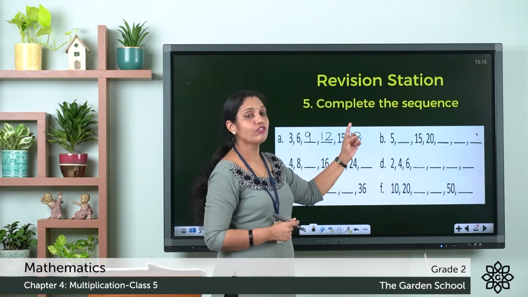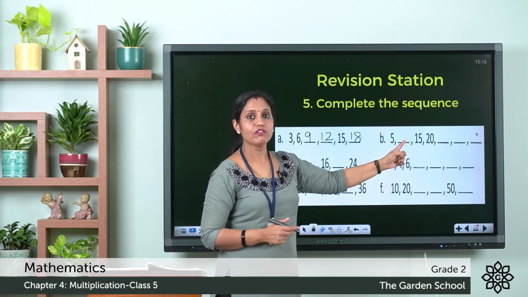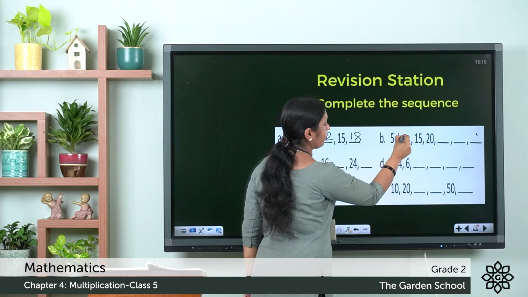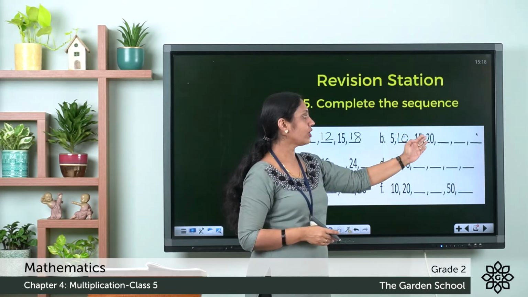It is the table of 5. So 5 ones are 5. So what will be the next number? 5 twos are 10. So write here 10. Now we can see 15 and 20 is given. So 5 threes are 15, 5 fours are 20.